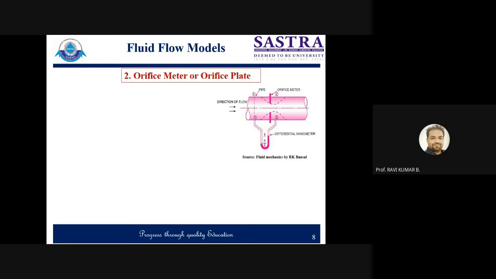And we have attached the differential manometer over here, similar to what we were using earlier also. So at 1 and 2, these are the two locations where we are attaching the limbs of the differential manometer. This is the orifice plate. So we can say it is a device used for measuring the rate of flow of fluid through a pipe.